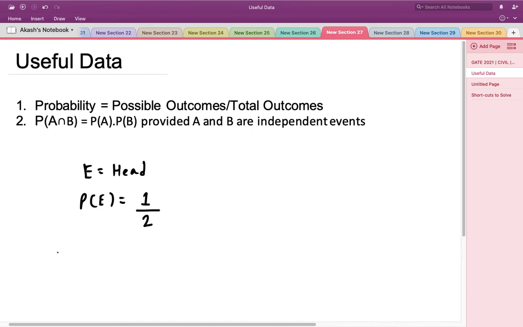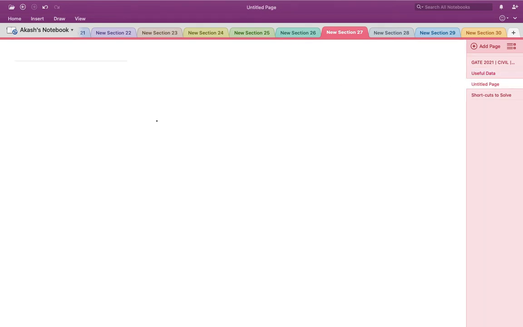Also, if A and B are two independent events, then the probability that both these events occur simultaneously would be given by the probability of A multiplied by the probability of B, provided that these two events are independent. So with this knowledge, let us try to solve the problem. We have been given two dice that are rolled simultaneously. So the sample space would look something like this.